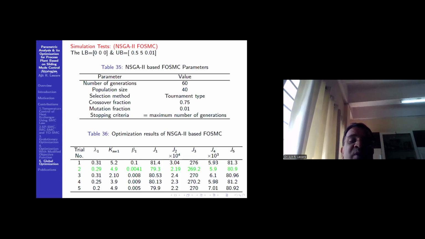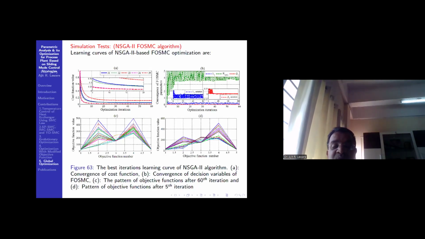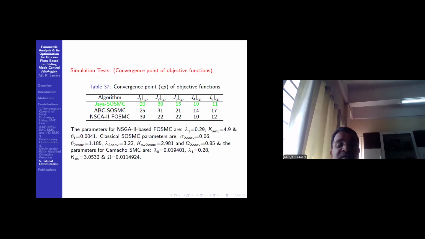Now for comparison purposes, I am also implementing NSGA2 first order SMC. With the same treatment, I am getting a very irregular pattern in figures D and C, and from the B figure I am also getting very much variation in the controller parameters. So this is the convergence point of the 3 algorithms: Jaya, ABC, and NSGA2. If you observe here, the Jaya SOSMC parameters converge very early.